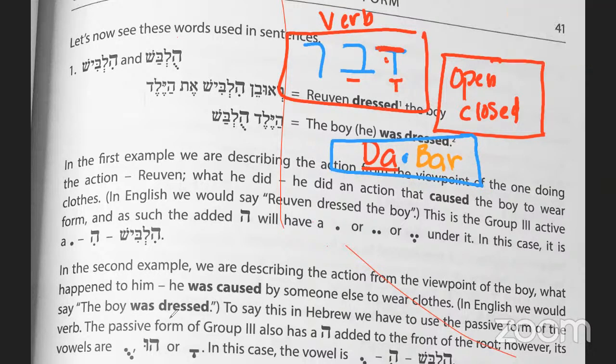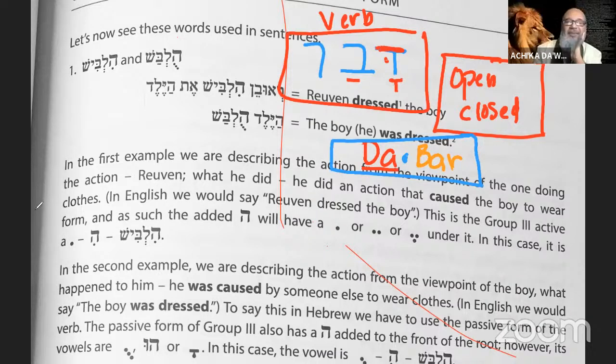Da is open. Yes, da is open. The reason da is open is because it doesn't have a consonant to close it. So anything with a consonant, if it's two consonants, they have a vowel. If we wrote this out grammatically in a structural way, the dalet is a consonant, then you have a vowel, then the B is a consonant, then a vowel, and a consonant.